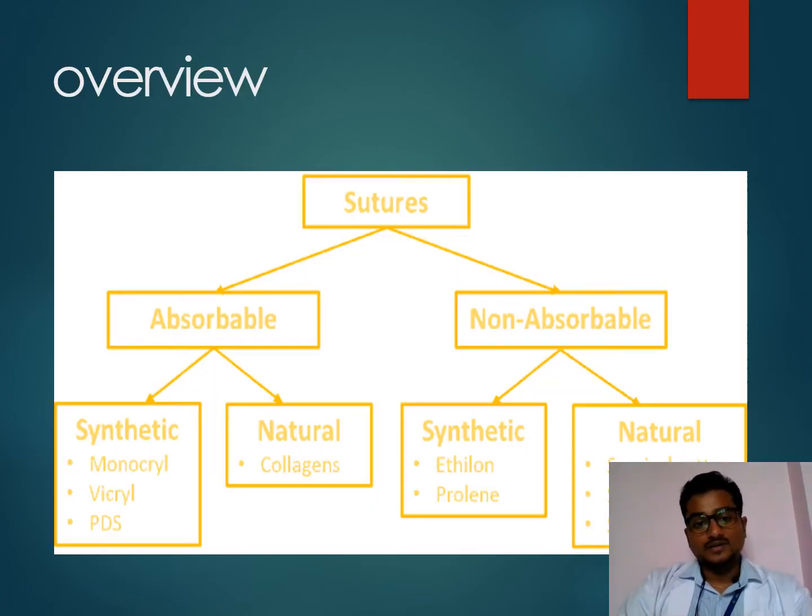Overview. Suture can be divided into absorbable and non-absorbable suture material. Absorbable is further divided into synthetic and natural. In synthetic, there are three suture materials: Monocryl, Vicryl, and PDS. Natural: collagen. Non-absorbable suture material is also further divided into synthetic and natural. Synthetic suture materials are Ethilon and Prolene. Natural suture materials are surgical cotton, surgical steel, and surgical silk.